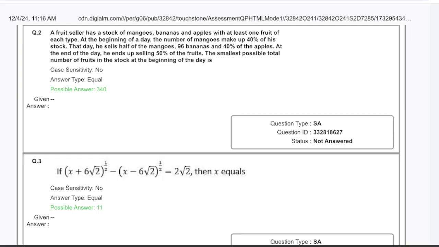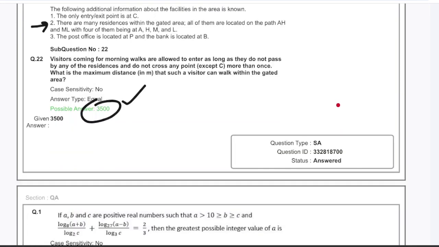So this was all in LRDI. I believe it was quite easy again, a doable question.